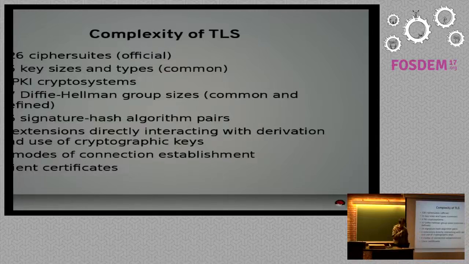Currently, we have over 300 cipher suites, just the official ones. There are also unofficial ones used by a very small minority of clients and servers. We commonly use about 15 different key sizes and types. That includes basically 4 different crypto systems. Commonly, there are used something like 37 different Diffie-Hellman groups, 16 signature and hash algorithm pairs. It's a complex protocol, and most of it is a mess.